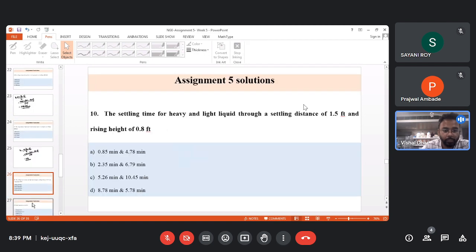Okay, let's go to the next question. Question 10. The settling time for heavy and light liquid, through a settling distance of 1.5 feet and rising height of 0.8 feet. The four options are: A, 0.85 minute and 4.78 minute. Option B, 2.35 minute and 6.79 minute. C, 5.26 minute and 10.45 minute. And option D, 8.78 minute and 5.78 minute. These are the four options. Write down the question.